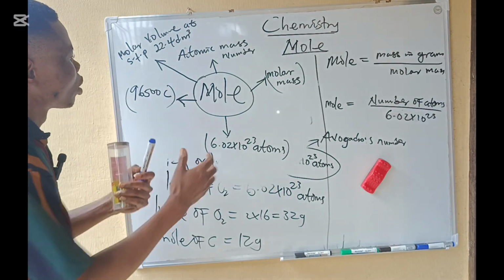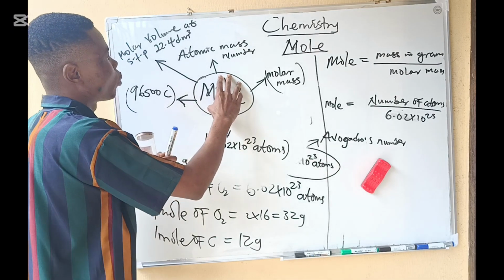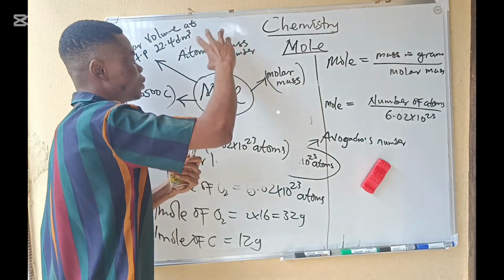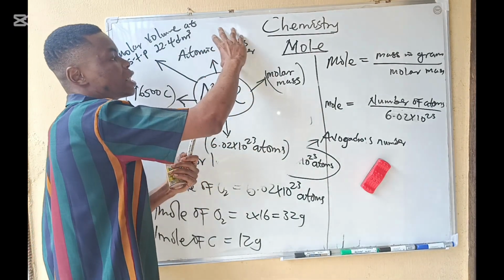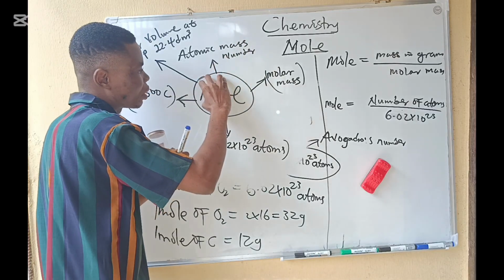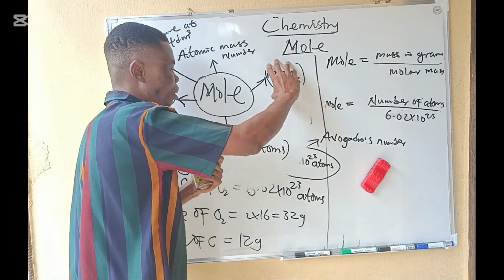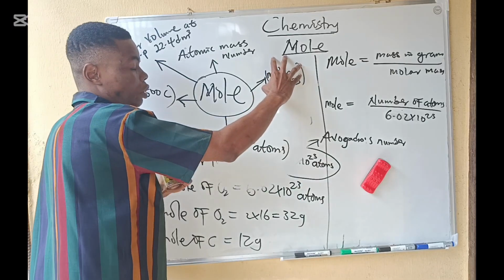So it means that 1 mole of a substance will give you what? Atomic mass number of that substance. If it's an element, 1 mole of that element will give you the atomic mass number of that element. 1 mole of that same element will give you the molar mass of that element. Or this one is when we are talking about a compound.